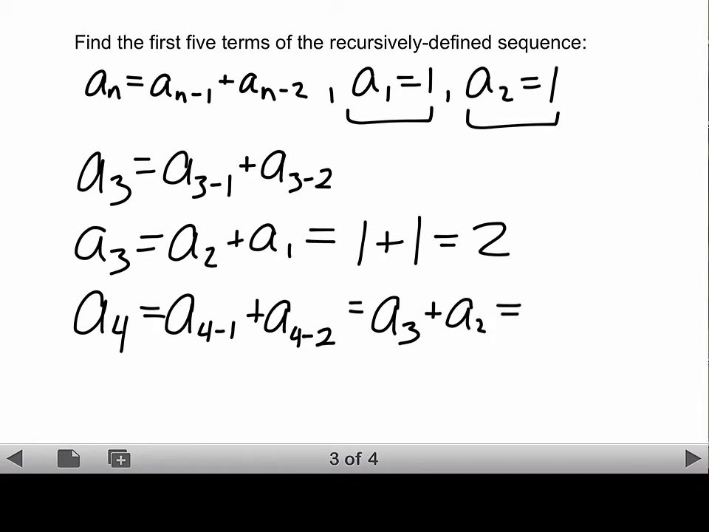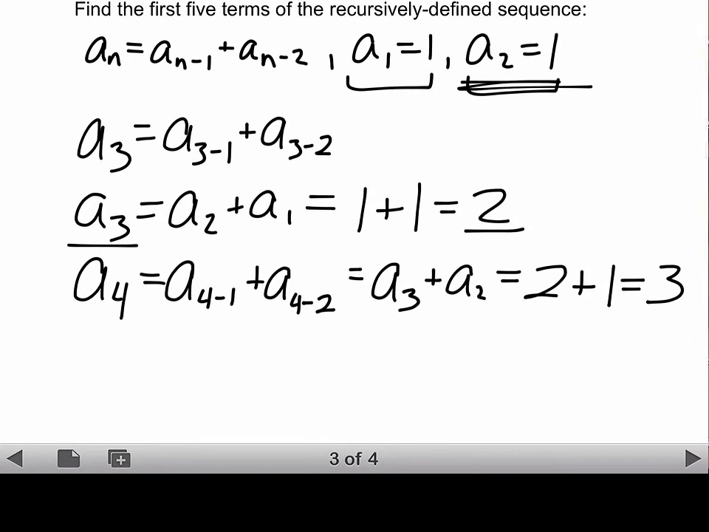In this case, that means a sub 3, which is 2, plus a sub 2, which was given to be 1. So a sub 4 is equal to 3. A sub 5 is equal to a sub 4 plus a sub 3. Right? The fifth term depends on knowing the fourth term and the third term. That's what it means to be recursively defined.